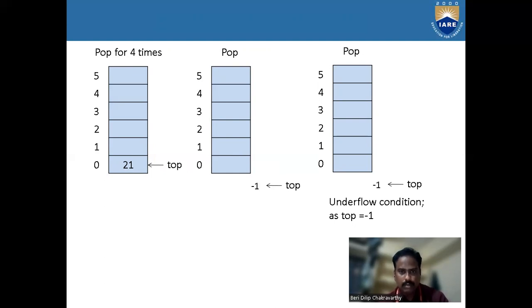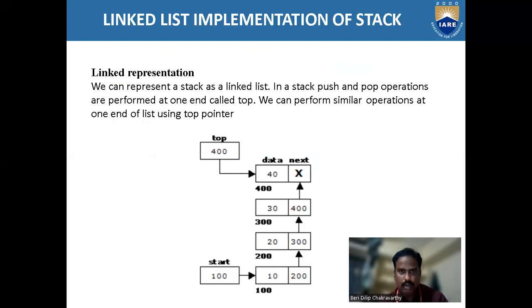So now we can represent stack using linked list also. How are we going to represent it? Observe here. So, linked representation. We can represent a stack as a linked list. What do you mean by linked list? I already told you a linked list consists of nodes. Each node consists of two parts: one is the information field and the other is the address field. In the information field, we store the information or data. In the address field, we store the address of the next node.